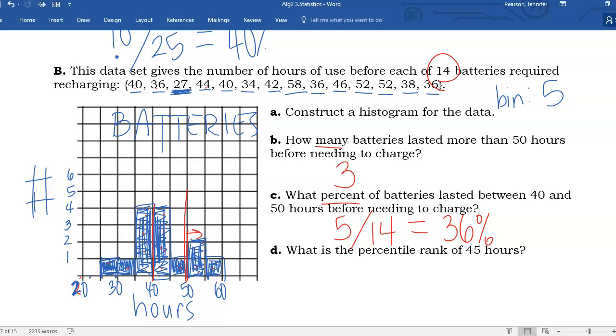Last question is percentile rank. Percentile rank is going to be calculated very similarly to what percent, but we're looking at how many lower than, okay? So 45 is right here. How many lower than 45? We're going to count up 1, 2, 3, 4, 5, 6, 7, 8, 9, 10. 10, again, out of the 14 altogether.